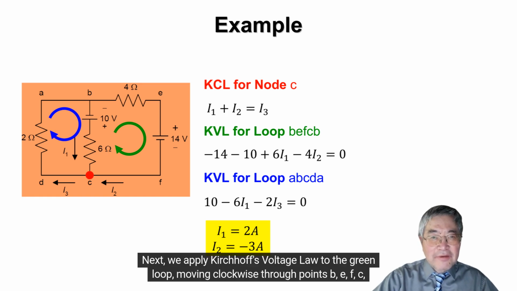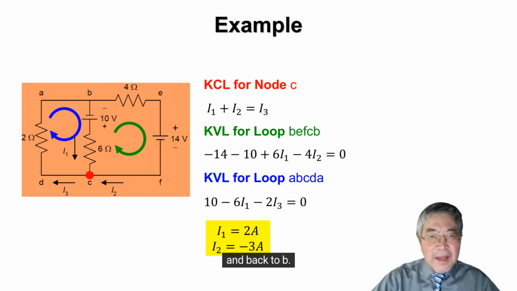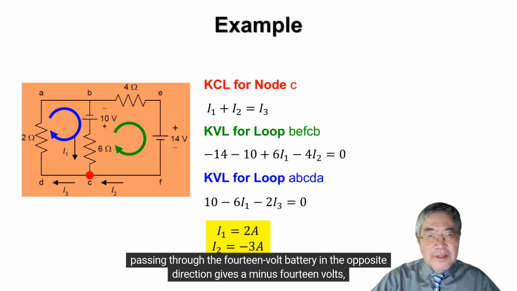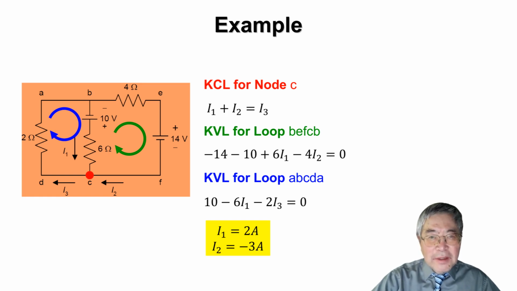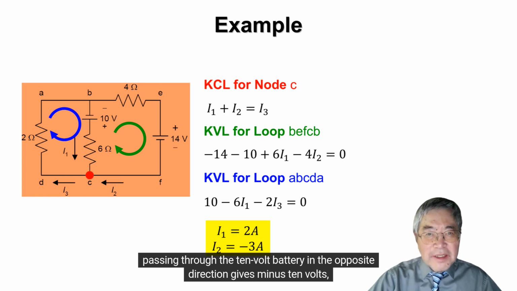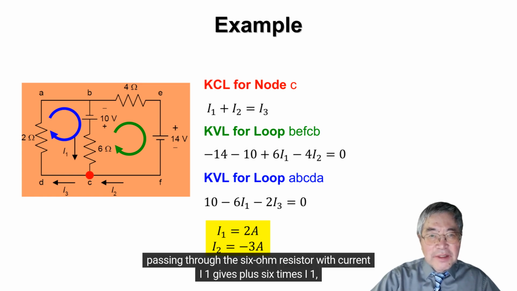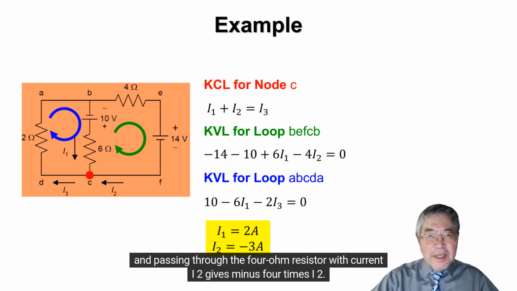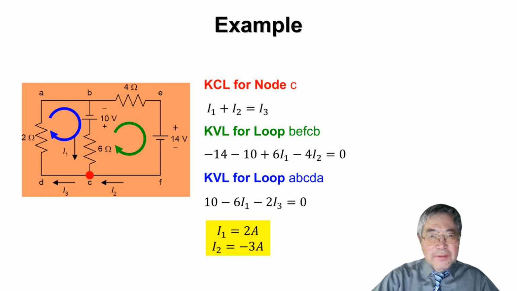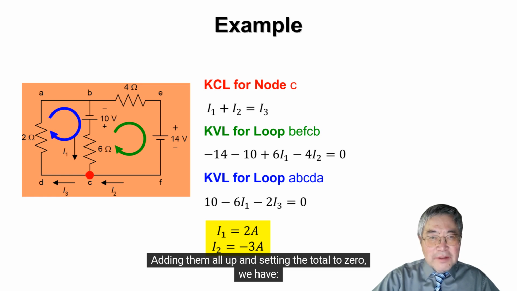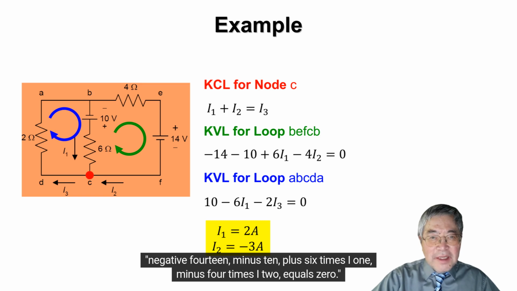Next, we apply Kirchhoff's voltage law to the green loop, moving clockwise through points B, E, F, C, and back to B. As we go around the loop, passing through the 14-volt battery in the opposite direction gives minus 14 volts. Passing through the 10-volt battery in the opposite direction gives minus 10 volts. Passing through the 6-ohm resistor with current I1 gives plus 6 times I1. And passing through the 4-ohm resistor with current I2 gives minus 4 times I2. Adding them all up and setting the total to 0, we have negative 14 minus 10 plus 6 times I1 minus 4 times I2 equals 0.